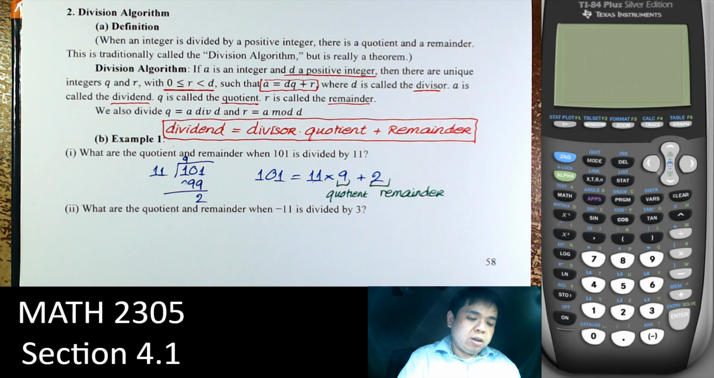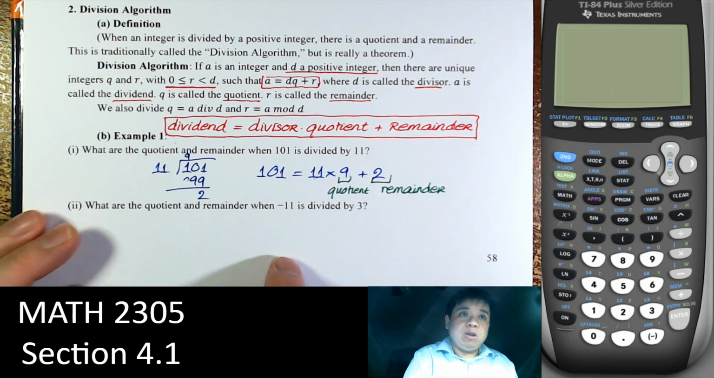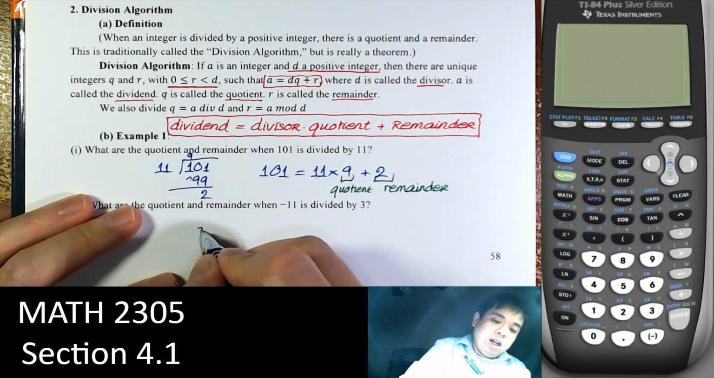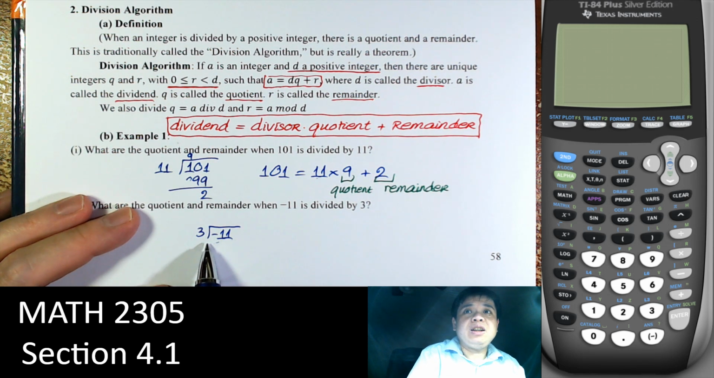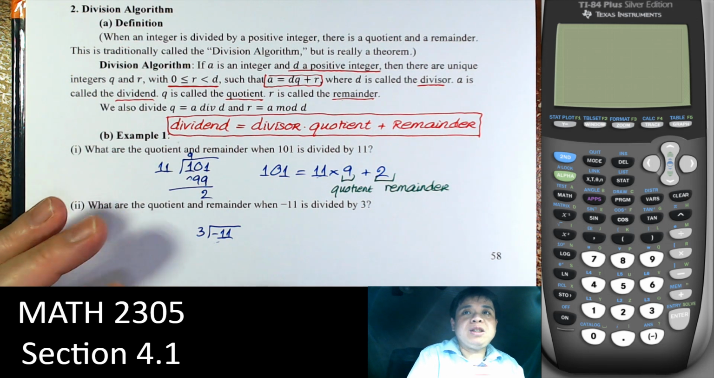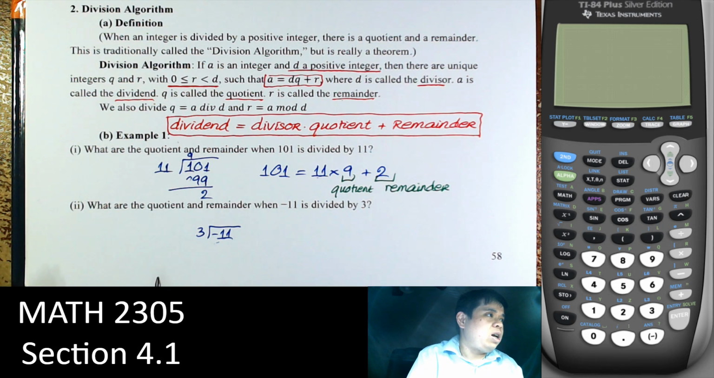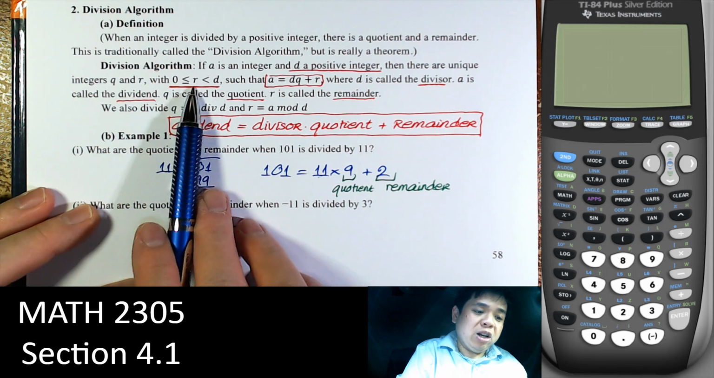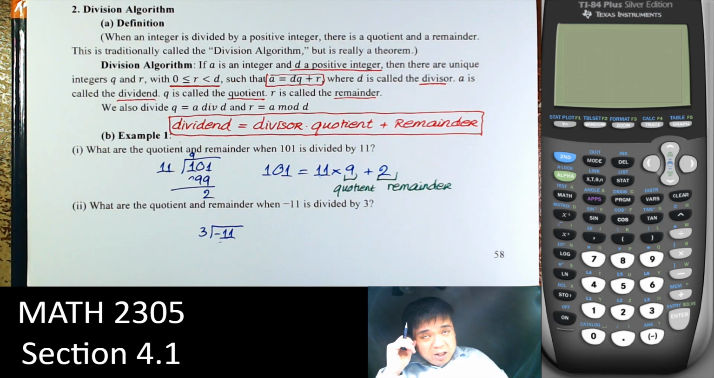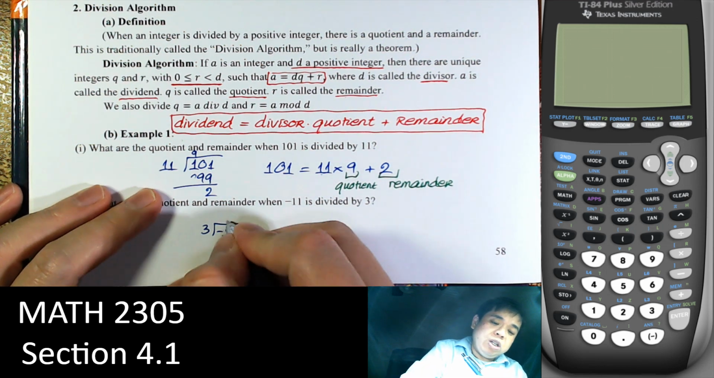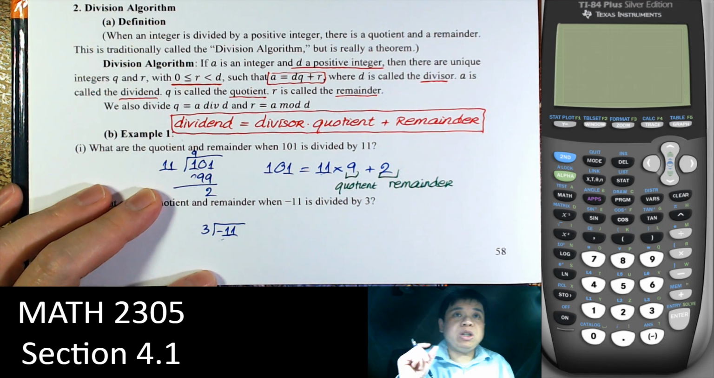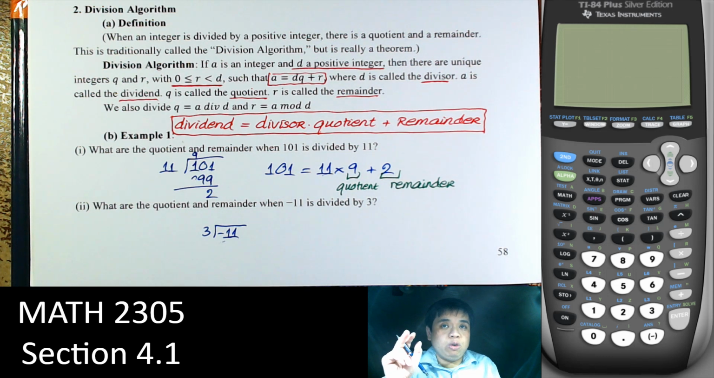What are the quotient and remainder when negative 11 is divided by 3? We do the same thing. 3 times 3 is 9, but 3 times negative 3 is negative 9. There are a couple of ways to do this. We want the remainder to be positive. If we use 3 times negative 3, which is negative 9, we'd be missing negative 2 as the remainder, so it's not going to be that. The remainder has to be positive.